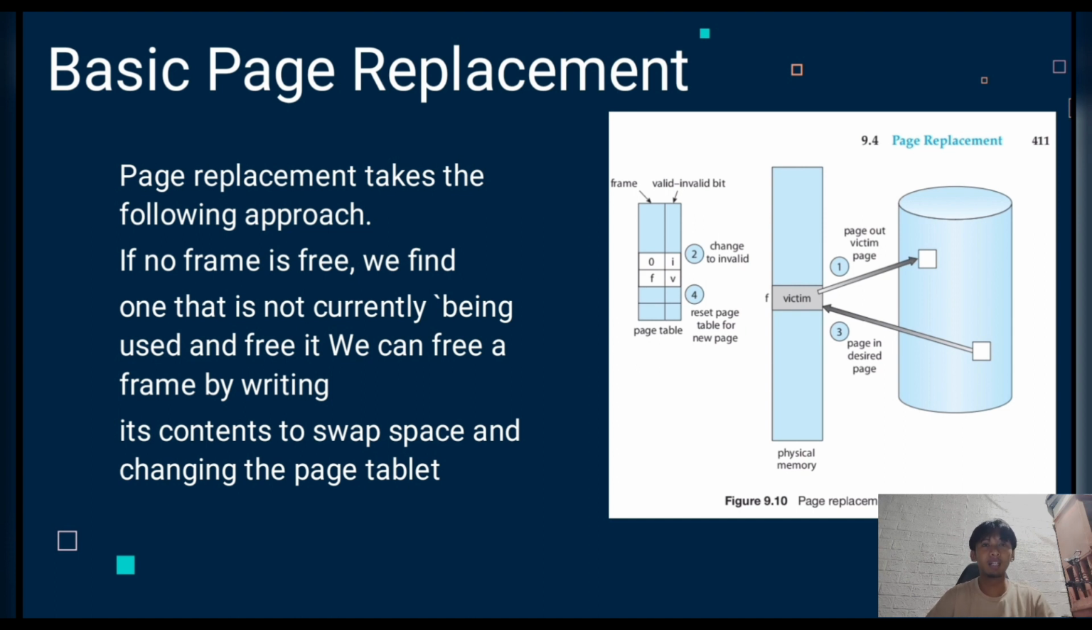Notice that if no frames are free, two page transfers are required, one out and one in. This situation effectively doubles the page-fault service time and increases the effective access time accordingly.